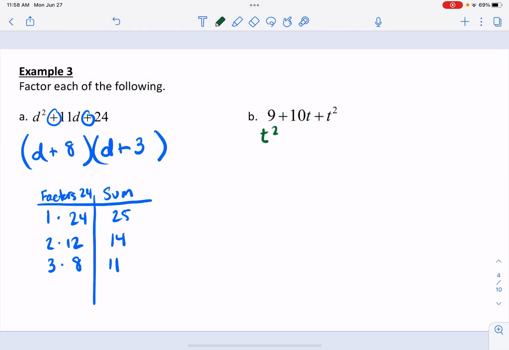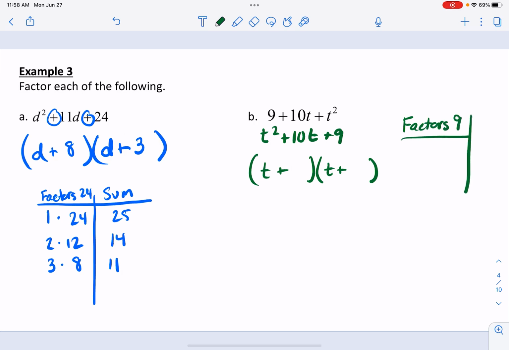This example I'm going to rewrite. Okay, so I need factors of 9, and then I need to look at their sum, because I need the sum to be 10. This middle number is what I need the sum to be. Okay, factors of 9. 1 times 9. What's their sum? 10. Oh, sweet. First one. First shot.